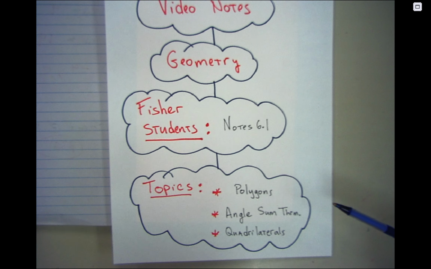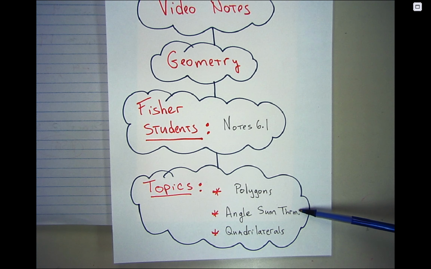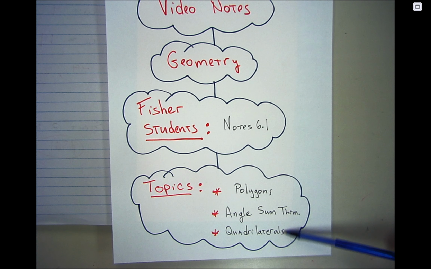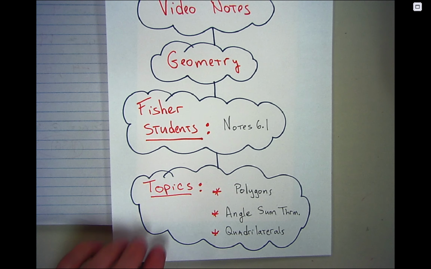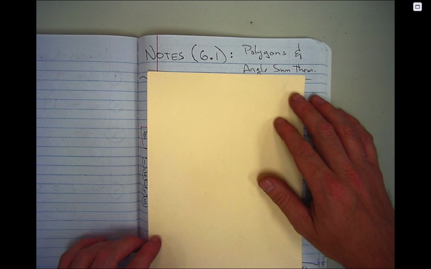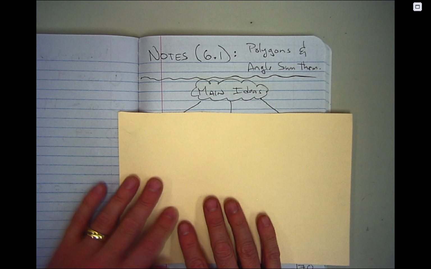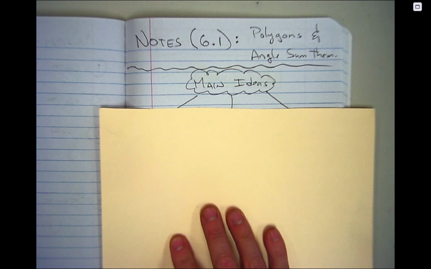Topics that we're going to cover are as follows. We're going to be talking about polygons, angle sum theorem, and quadrilaterals. A lot about quadrilaterals. So here we go. Make sure that you copy these notes down in your composition book, everybody. And let's start off with the main idea here.